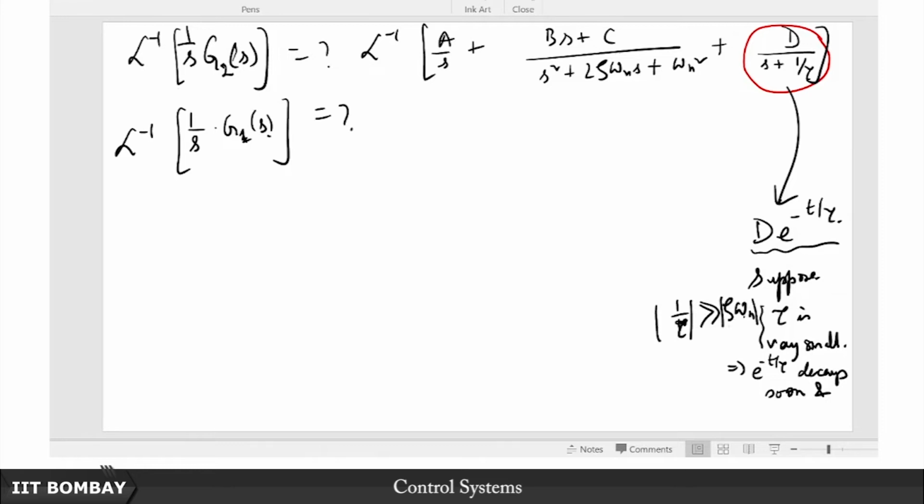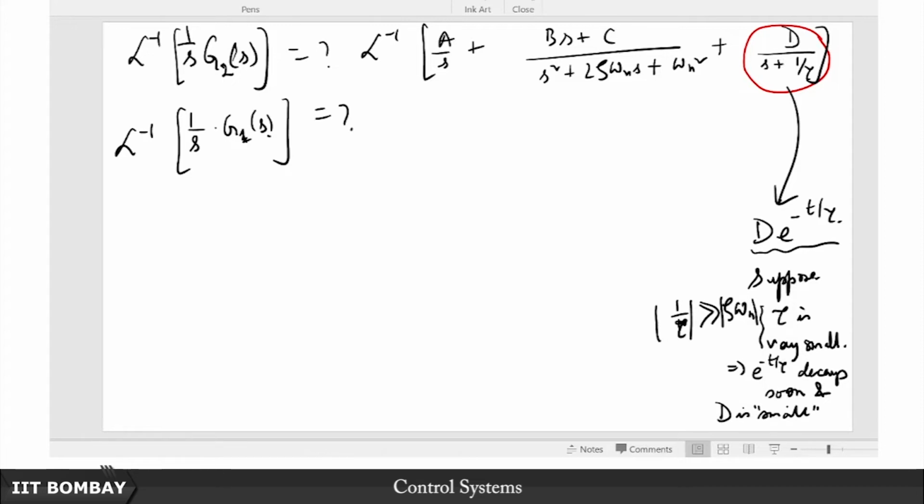Of course, zeta omega n is anyway positive, but we are just putting this modulus sign, the absolute value. You could also omit this, but it does not matter. So the point is, when tau is very small, then this is what is going to be true, and if this is true, then I urge you to check through an analysis of this residue that the second thing that happens is d is small.